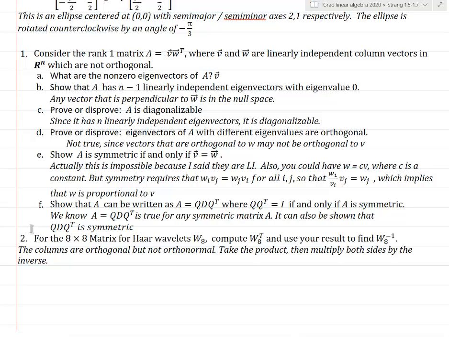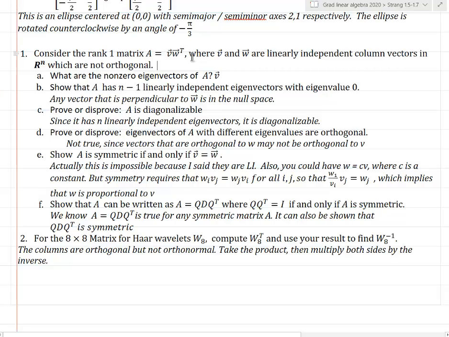All right, so let's look at this final set of problems having to do with rank 1 matrices. A equals V times W transpose, and in this case, these are both in Rn. V and W are linearly independent column vectors in Rn that are not orthogonal. Since they're both Rn and Rn, this is a square matrix. The column space of A is V because every column is a multiple of V. The row space is spanned by W because every row is a multiple of W.